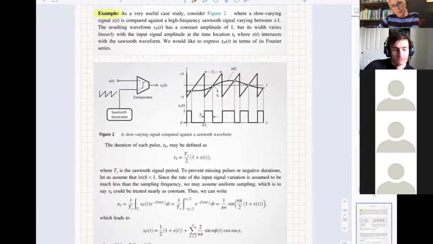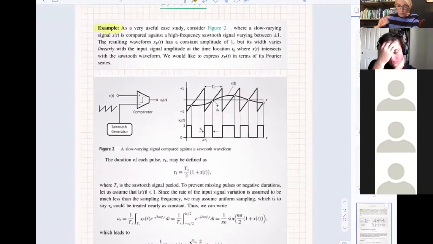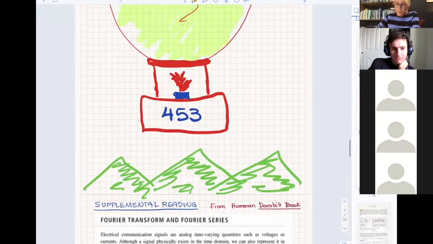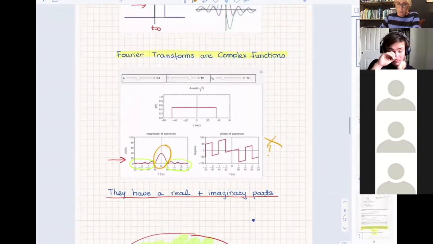We will do this a little later. If you want to read this example, it shows exactly what happens when you have a sawtooth generator, and a smooth signal that goes through a comparator. For those of you who had circuits, you would probably be able to read that. At some point later we will come back to it. But I just left it there. This is supplemental reading, but please make sure that you read everything that we covered up until today.